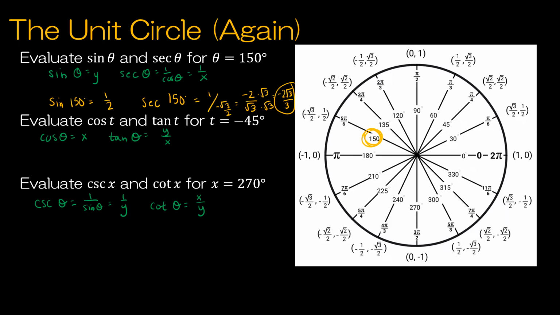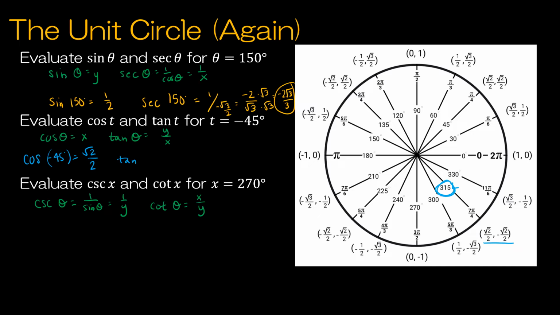Let's do the same for negative 45 degrees. So again, 45 degrees is here. That's pi over 4. We're looking at negative 45 degrees, or that's coterminal with 315 degrees. So cosine of negative 45 degrees is going to be the x value. The x value is radical 2 divided by 2.